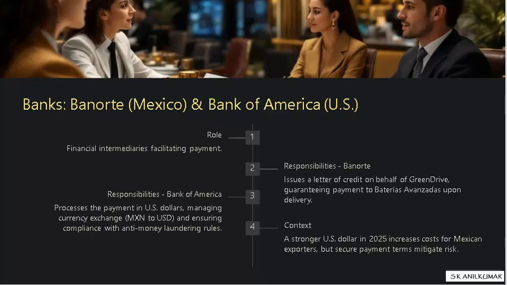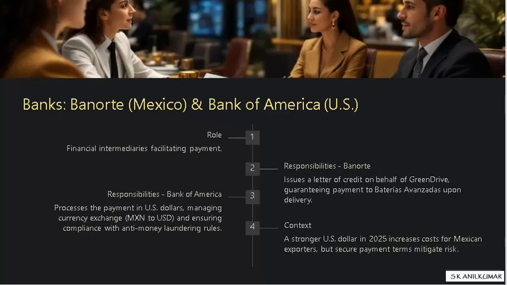2. Baterías Avanzadas. Baterías Avanzadas is a beneficiary or exporter, and their banker will receive this LC, process the documents. Bank of America will process the payment in US dollars because they manage the dollar currency. They also ensure that the anti-money laundering rules, trade-based money laundering rules, all those are complied when the payment information is passing through their books. A stronger dollar increases the cost of Mexican exporters, but secures payment against and mitigates the risk.